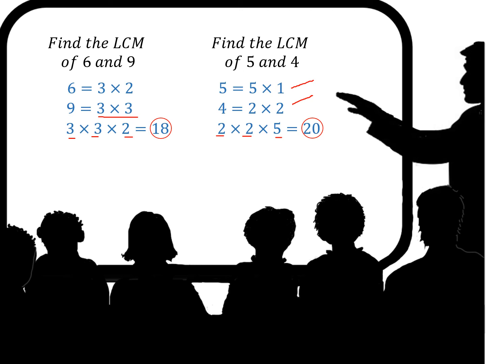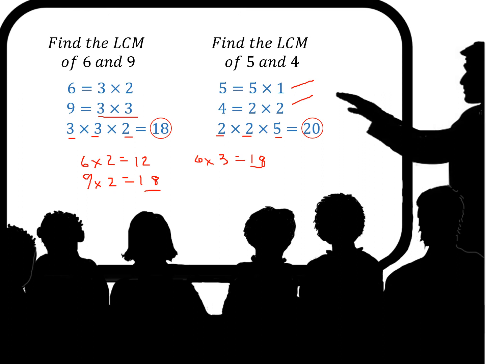You could also look at it this way. 6 times 2 is 12. 9 times 2 is 18. So far we don't have a multiple that's the same. 6 times 3 is 18. So the least common multiple of 6 and 9 is 18, because here we have it right here.